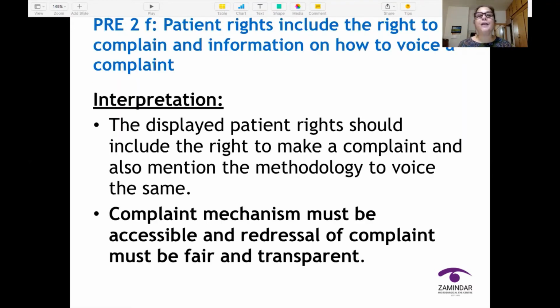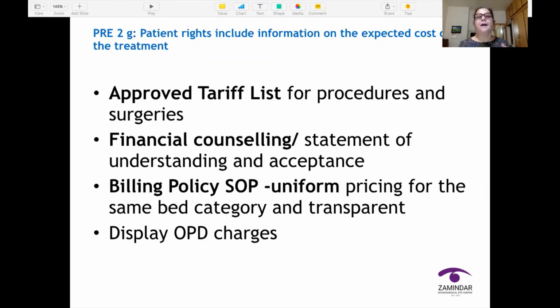Patient rights include the right to complain and information on how to voice a complaint. We already discussed that. Patient rights include information on expected costs. So an approved tariff list should be present. Financial counseling should be done, and a statement of understanding and acceptance is what we take a patient signature on, that we have understood that this is the cost and we are agreeable to that. And that really goes a long way in patient satisfaction.